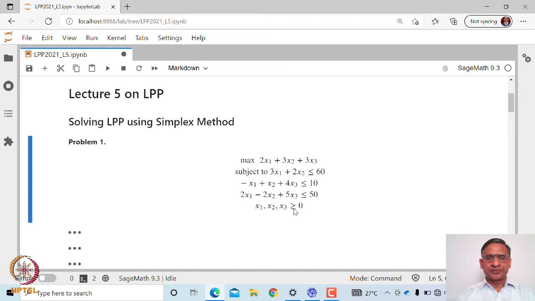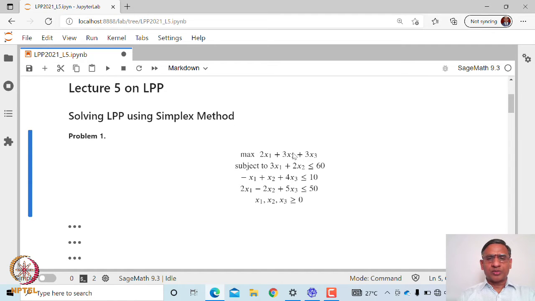the design variables. The objective function in this case is of maximization type, so we need to convert this into minimization type. So instead of maximizing this function, we have to minimize negative of this objective function, and each of this inequality constraint we need to convert into equality constraint. Here all these three constraints are less than equal to, therefore we need to add slack variables. So in the first constraint we will add a slack variable x4, in the second constraint we will add a slack variable x5, and in the third constraint we will add a slack variable x6.